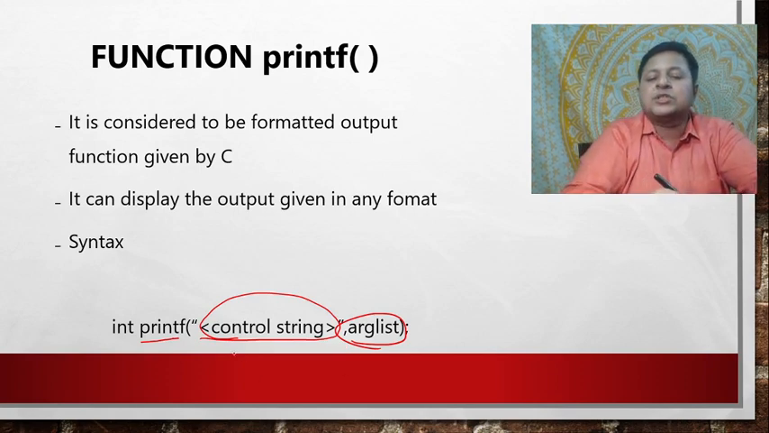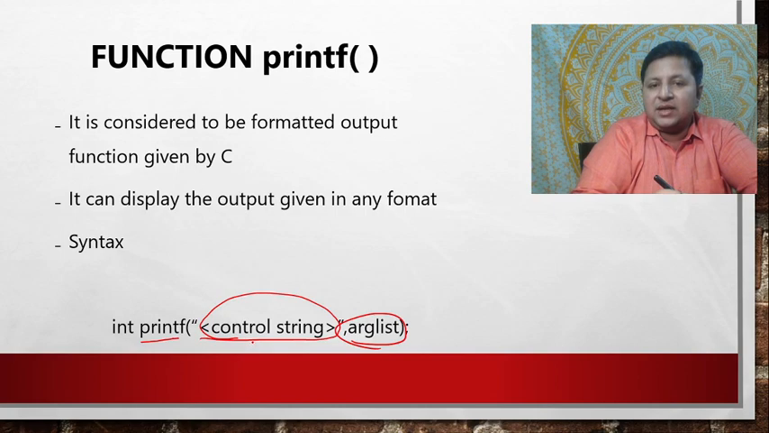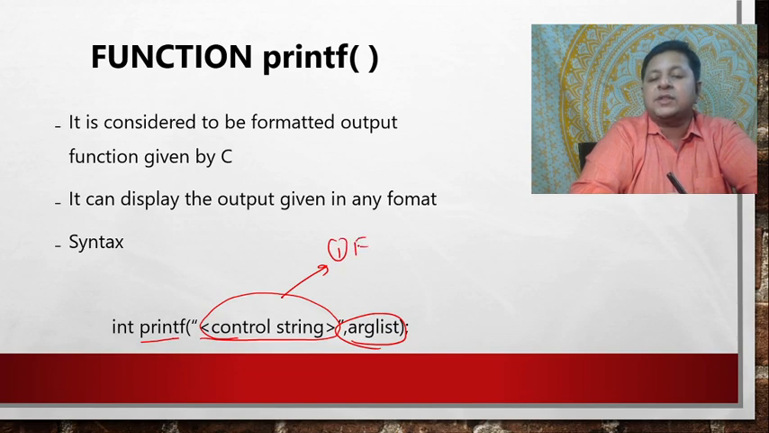First of all, this control string is very sensitive. Whatever you do here will be reflected on screen as an output. If I put a blank in between, or if I put 2 blanks, 3 blanks, 4 blanks, they will appear as it is on screen. So what all we can have? I can have in control string, the first thing is I can have format specifier for sure.